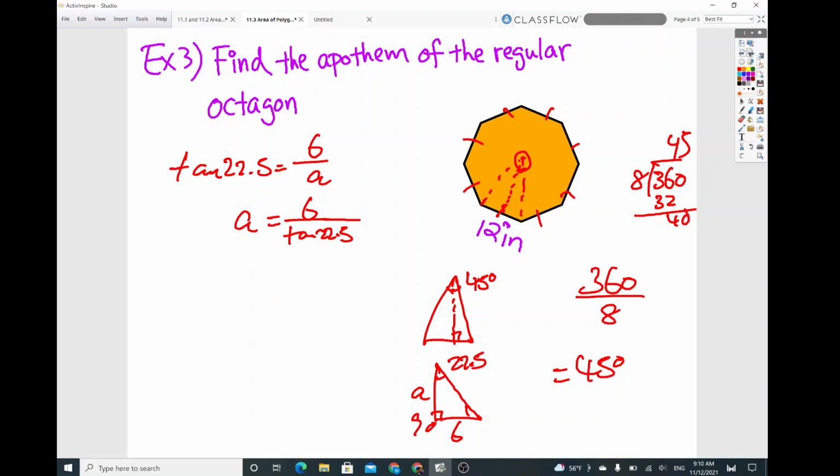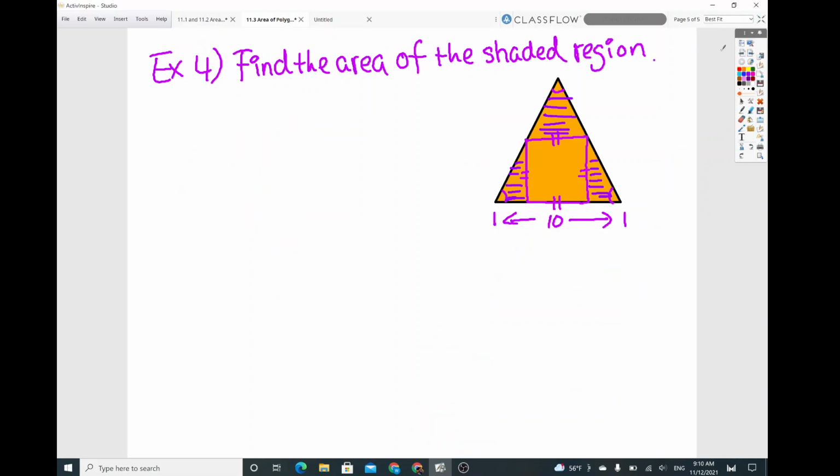Okay, so now let's see what else we have. Find the area of the shaded region. This one is an equilateral triangle, or equiangular, because you see all those angles are highlighted with a single arc. All three sides are congruent, so let's find the area of the equilateral triangle just like what we did before.